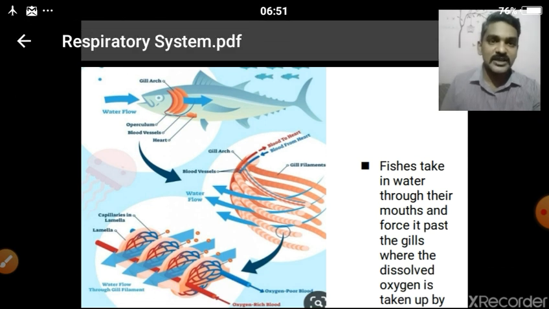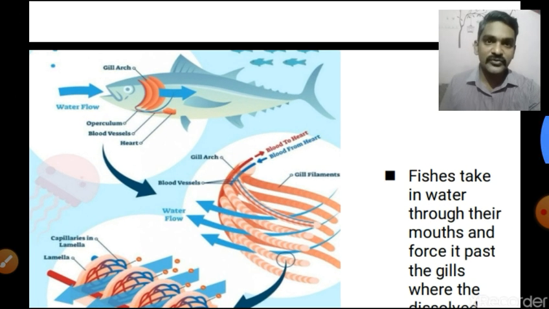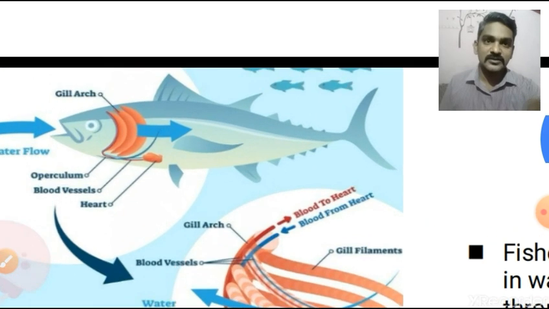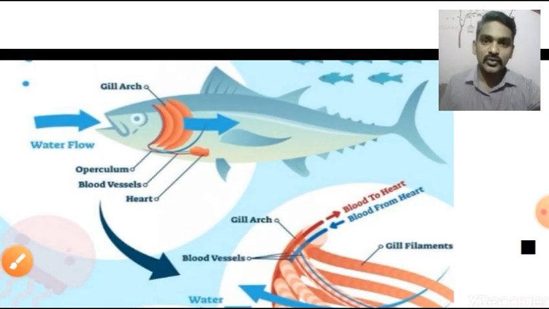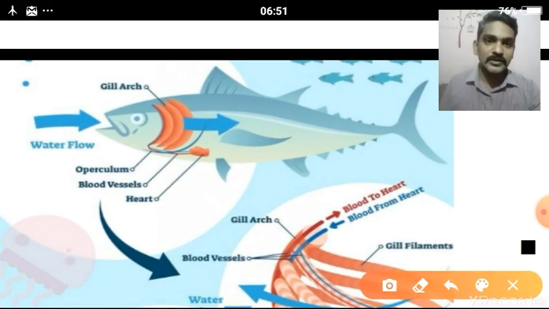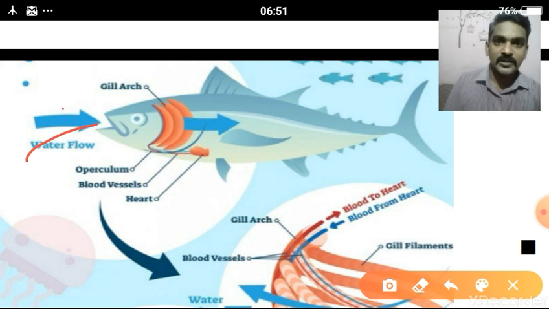Next, you can see here, I have shown the fish. You can see here. So through the mouth, what happens? The dissolved oxygen will be present in the water. So what happens here? Through the mouth, you can see, they will be taking the water, and this water will be reaching the gill region.